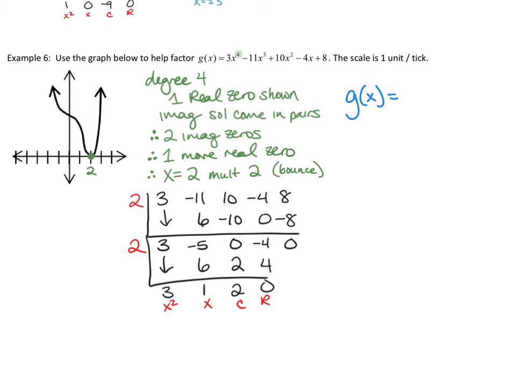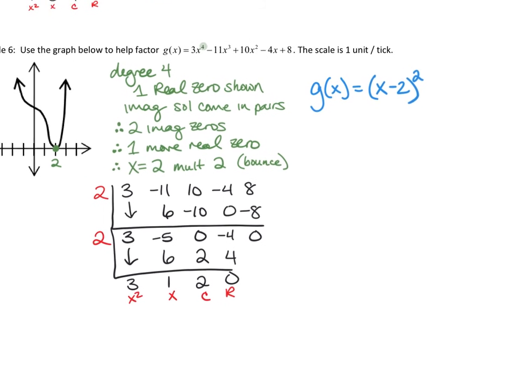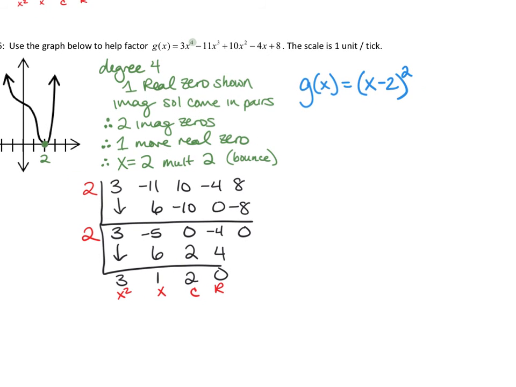So g of x is equal to what we see on the graph, x minus 2 with multiplicity 2, multiplied by that irreducible quadratic factor we got as our quotient, 3x squared plus x plus 2. Remember, this is linear. I can solve it. This is an irreducible quadratic factor.